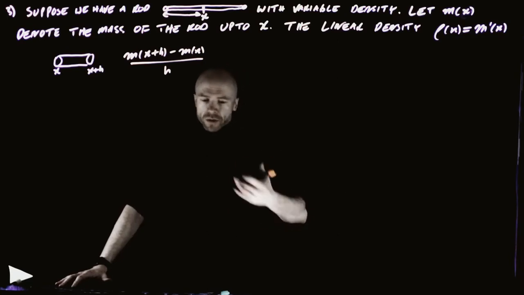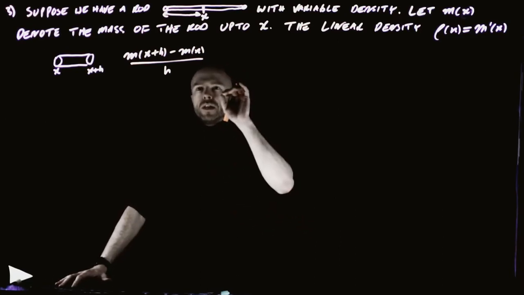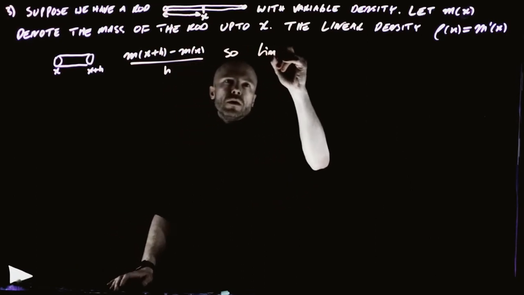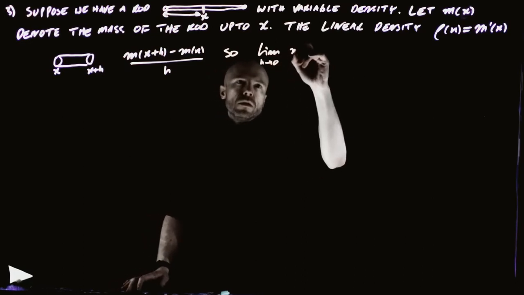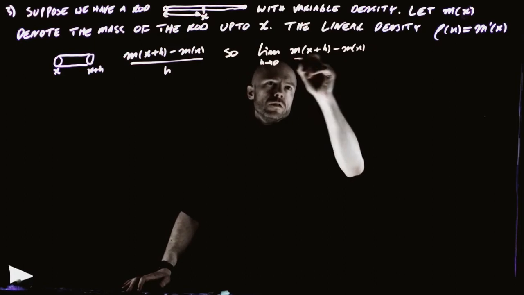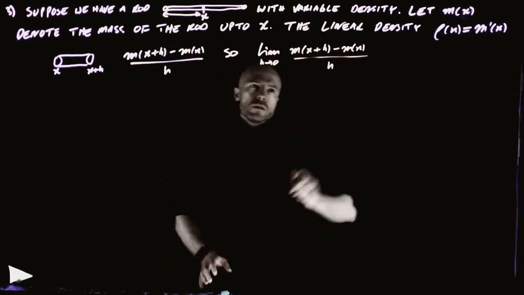And just in the same way we define derivative, if we want to understand the actual density at some particular point, we want to let h go down to 0. Yeah? So the limit as h goes to 0 of m of x plus h minus m of x over h is the actual density at that particular x.